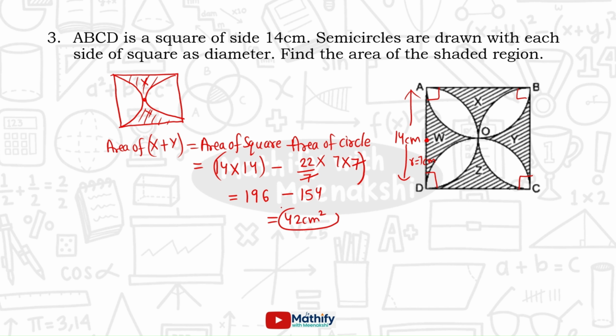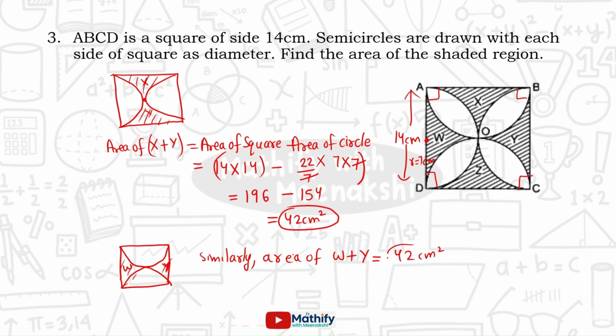If you observe this thing, similarly you can find the area of that W and Y, because that's the same thing. Here also you have to subtract the area of circle from square. So I will not calculate this because they are same. So you can write similarly area of W plus Y is 42 centimeter square. So your total area is 42 plus 42, that's 84.